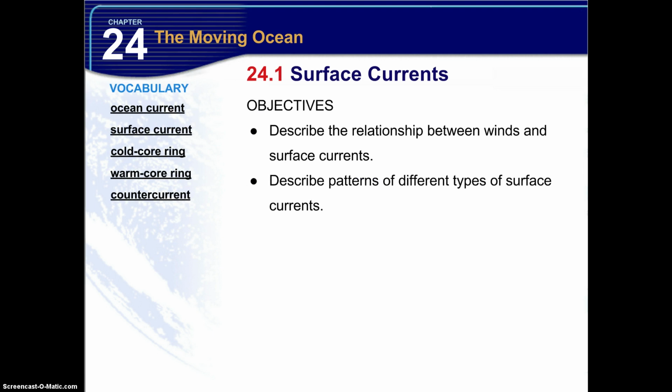For 24.1, surface currents. Our two objectives are: describe the relationship between winds and surface currents, and describe patterns of different types of surface currents. We have our vocabulary words there. Make sure you pause, get those definitions down before we begin. That way you have a concrete idea and start getting these concepts understood as we go through each slide.